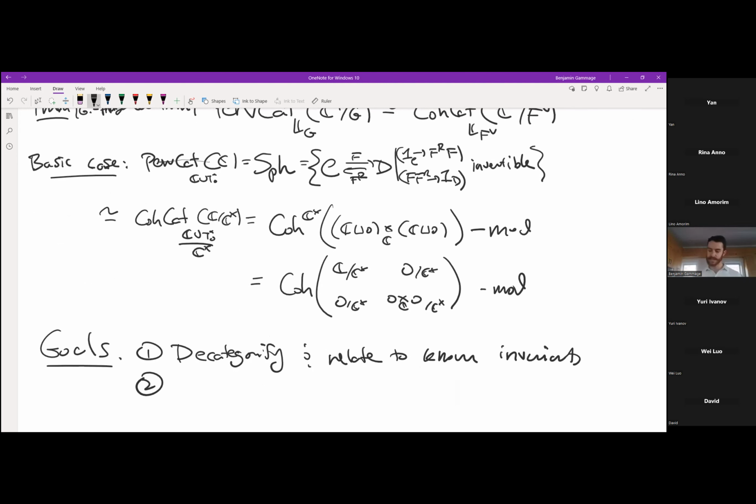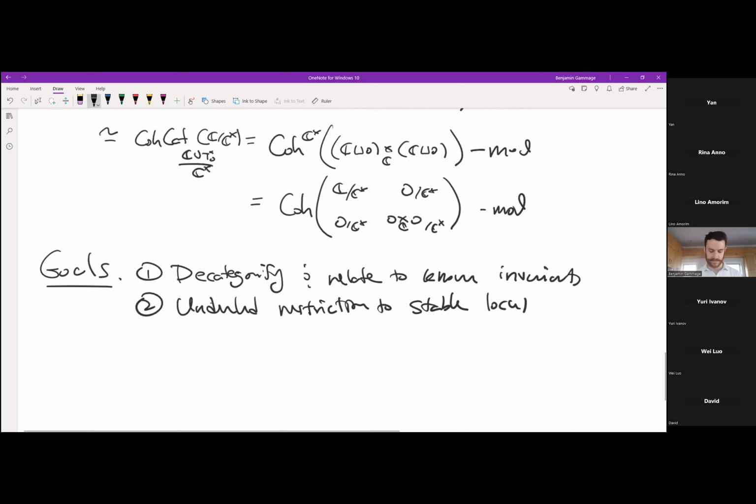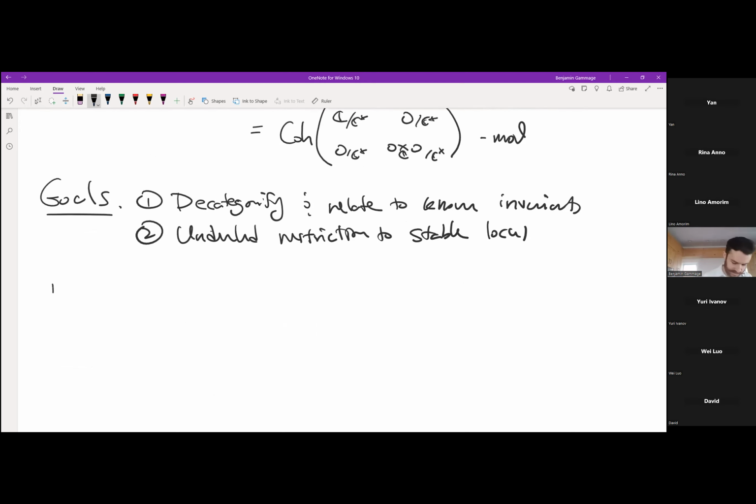And two is what I would like to do is understand restriction to the stable locus, right? So this was a duality for stacks, but I'd like to impose the parameters alpha and beta and then decategorify and hopefully recover some statements about Koszul duality, et cetera, et cetera. So let me first say something about how to decategorify. So let me say something about traces.